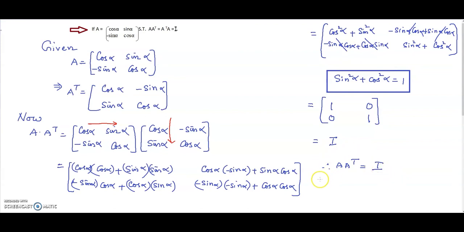Similarly, we need to multiply A transpose into A and show that that is also equal to I. Here the multiplication was done with A first and A transpose next. Similarly, we need to write A transpose first and then matrix A, which will give us the identity matrix I.